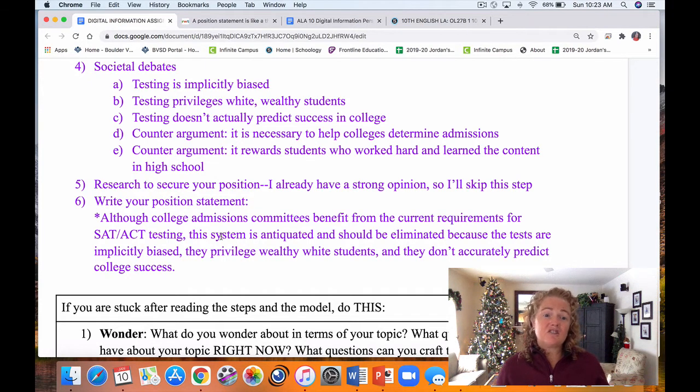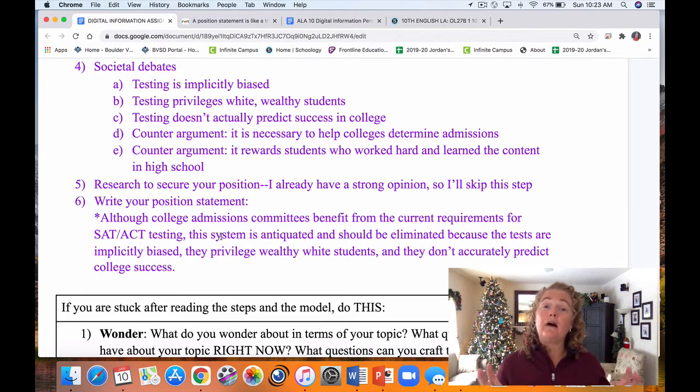And then number 6 is just write your position statement. So I use the "although" and then a second statement to show here's going to be my counterclaim, but this is going to be my primary claim. And so you can see in the writing, it says, although college admissions committees benefit from the current requirements for SAT and ACT testing, this system is antiquated and should be eliminated because the tests are implicitly biased, they privilege white students, and they don't accurately predict college success.